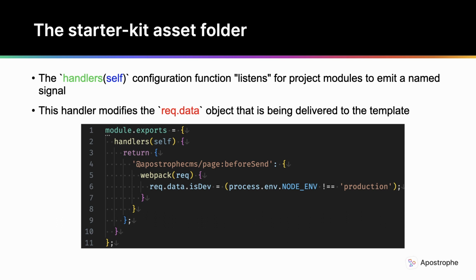It is a good time in the request cycle to adjust the data available to the template by amending any information to the req.data object. In this case, the handler is checking the NODE_ENV environment variable. If it is set to production, then the isDev property will be set to false. This will be available in the template as data.isDev. This can be useful for only outputting debugging info if the project is in development, for example.